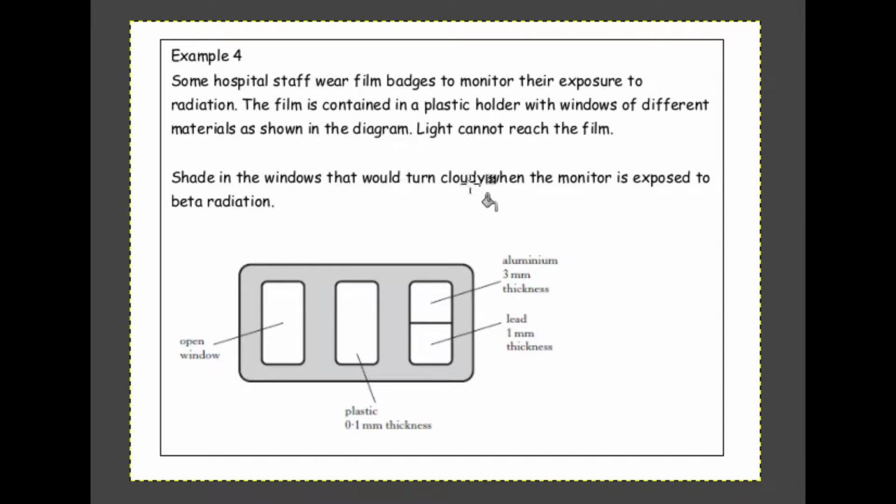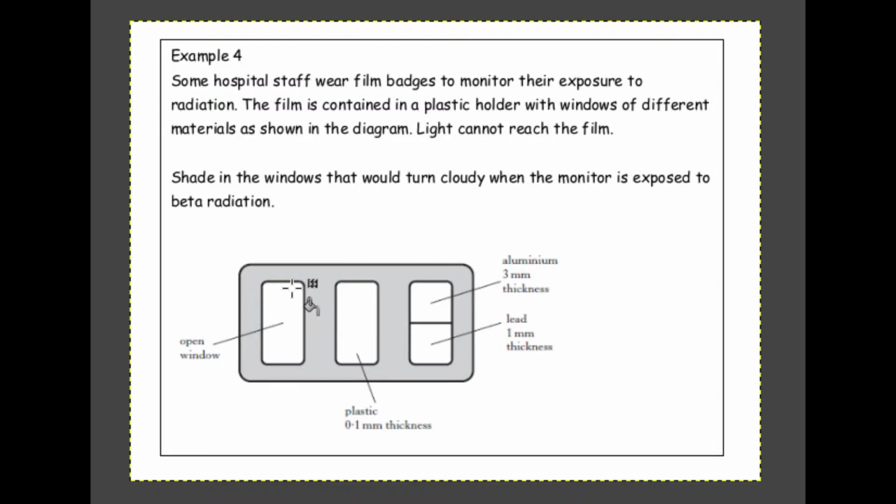Shade in the windows that would turn cloudy when the monitor is exposed to beta radiation. So the first thing to notice perhaps is that with the aluminium panel, with a sheet of aluminium over the top of the photographic film there, none of the beta radiation is going to get through. And so that area will not be blackened by the beta radiation. The same is true for the lead. Even though it's a thinner piece of lead, lead is even more efficient at absorbing beta radiation than the aluminium is. So those two sections will both be left white.